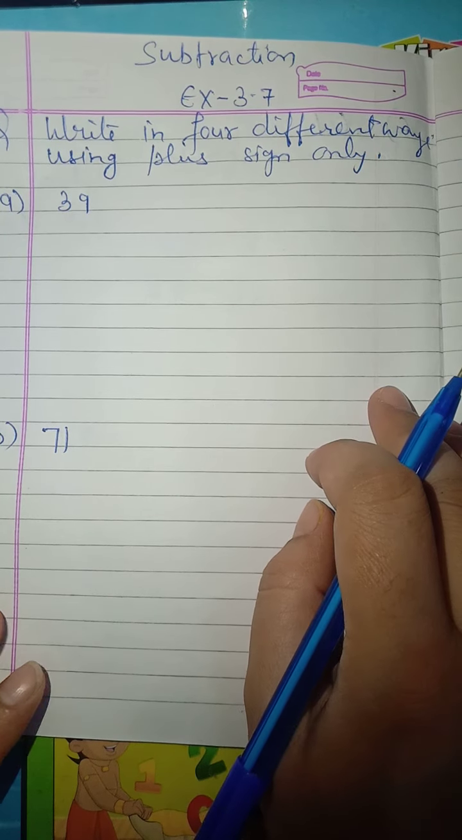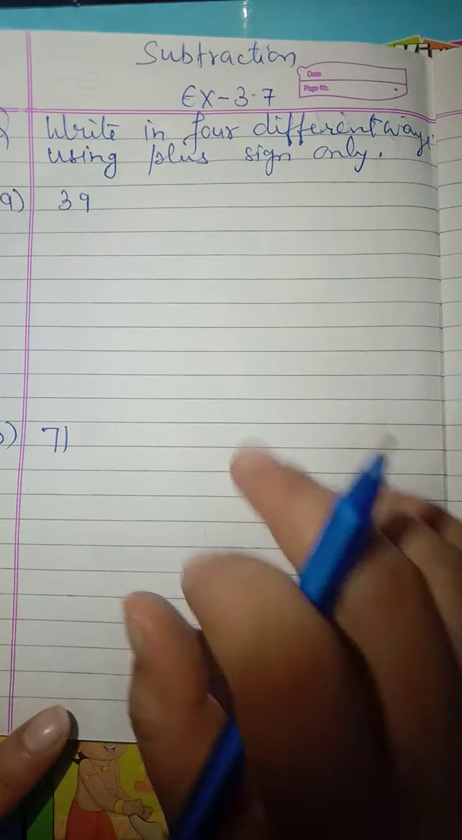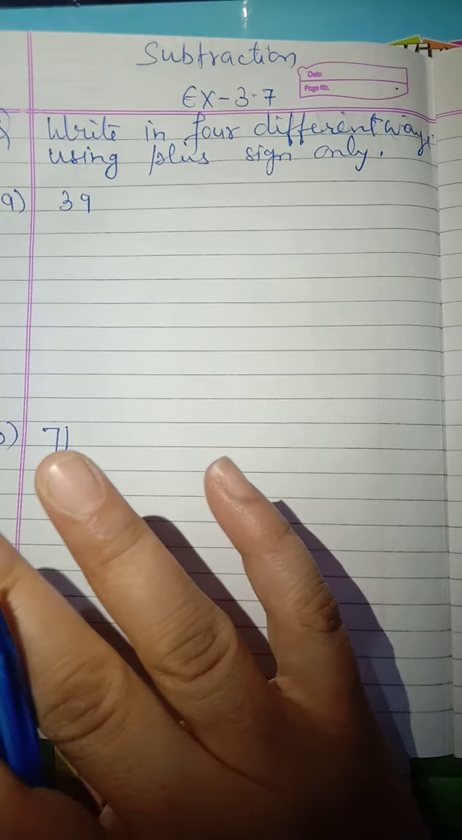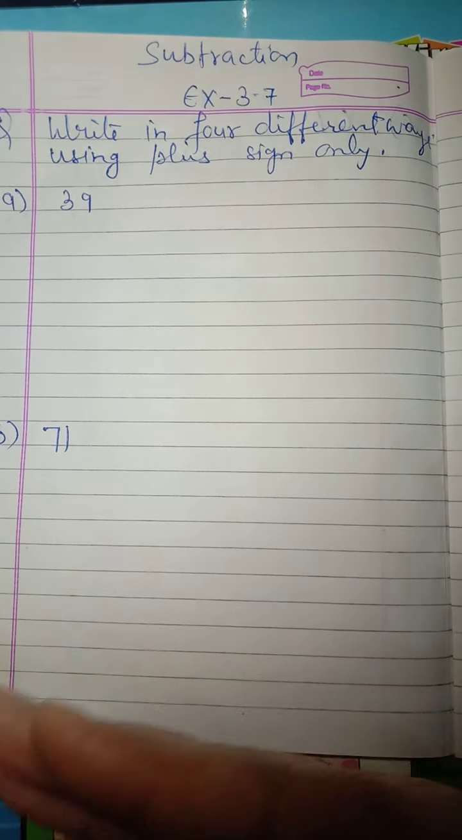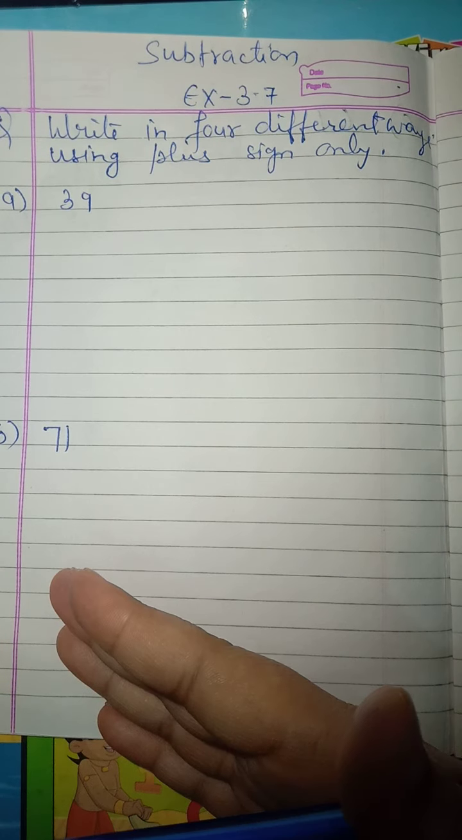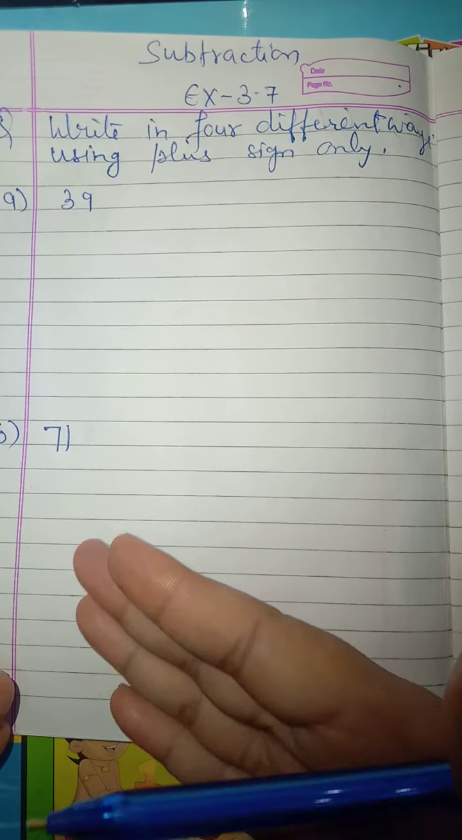Hello everyone. Today I am going to tell you how we can write a single number in 4 different ways. There are more than 4 ways in which we can write a number, but I am going to tell you the 4 ways in which you can write a given number.